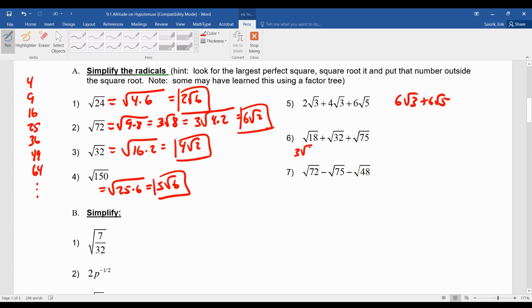You see this, I'm going to do a shorthand version. This becomes 3 root 2. This becomes 6 root 2. This becomes 5 root 3. Combine like terms. These two are like, so you get 9 root 2 plus 5 root 3. Okay. You can do this last one yourself.